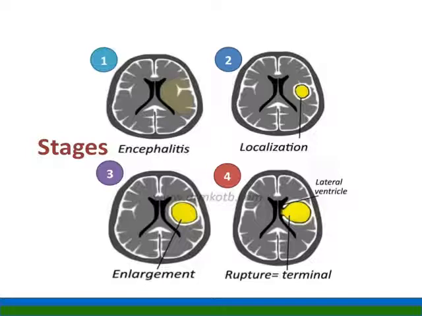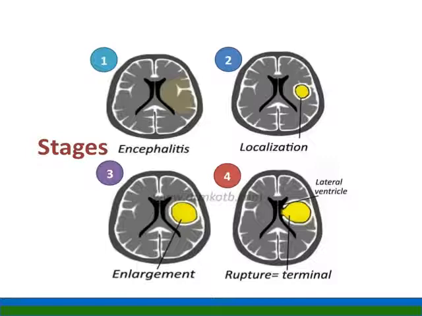It confines the abscess to one place, that is called localization. The third one is the stage of enlargement or stage of abscess formation. The abscess begins to enlarge. A zone of edema also forms around that abscess, and you can recognize it via the CT scan also.